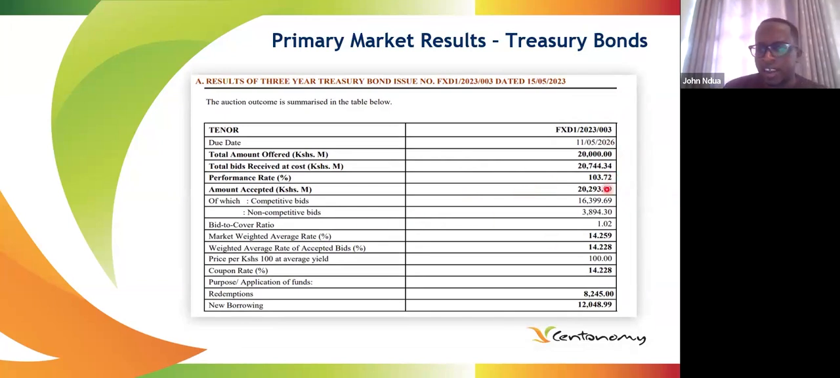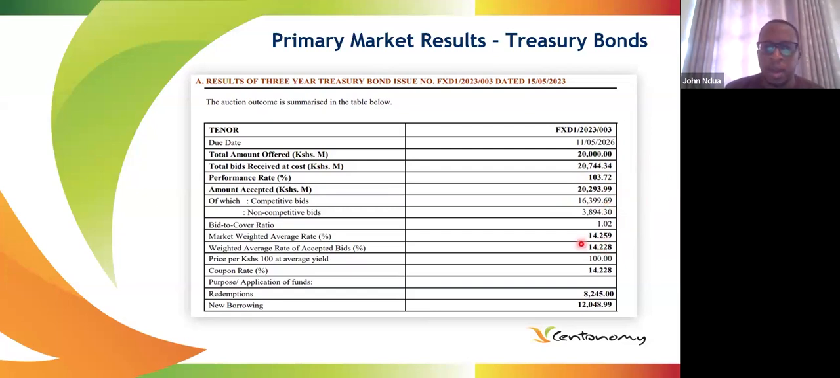However, they accepted about 500 million less because the bids were too high. Remember, it's the same thing. And of this, we have competitive and non-competitive. Remember, the suggestion is we always bid non-competitive.